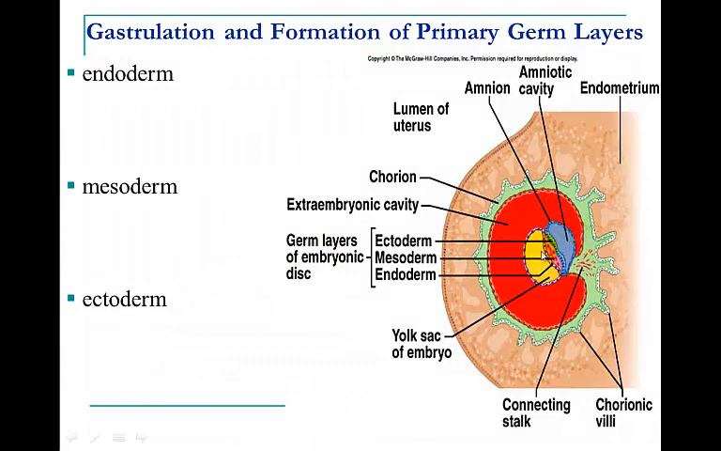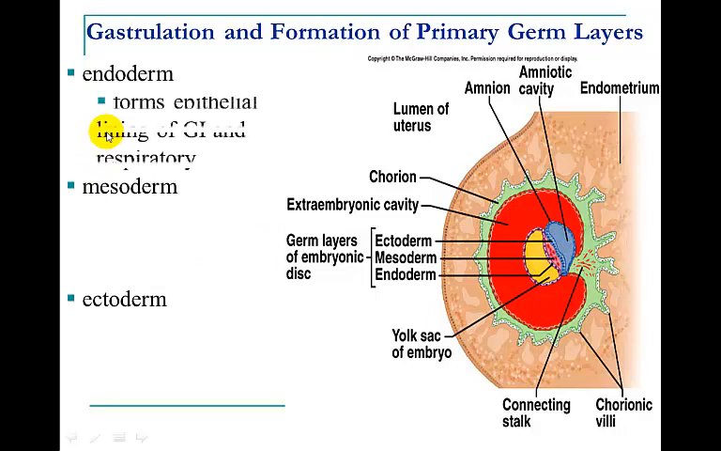Coming back to that inner cell mass, we see here now some differentiation. We see here the amniotic cavity, which forms the amniotic sac, and we see here this 3-layer structure labeled ectoderm, mesoderm, and endoderm. This region is the yolk sac, which is going to nourish the initial developing embryo. And these 3 layers are going to form the tissues of our body.